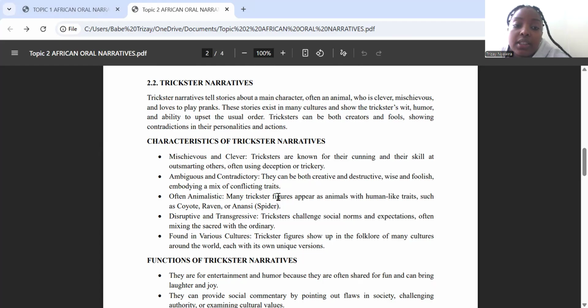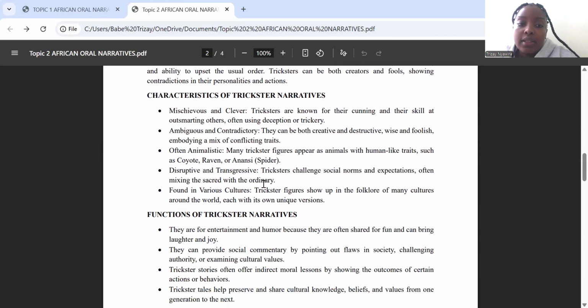So the characteristics of trickster narratives are that they are mischievous and clever. Tricksters are known for their cunning and their skill at outsmarting others. The next is ambiguous and contradictory. They can be both creative and destructive, wise and foolish, embodying a mix of conflicting traits. Often animalistic, many trickster figures appear as animals with human-like traits, such as Coyote, Raven, and Anansi the spider. The next characteristic is disruptive and regressive. Tricksters challenge social norms and expectations, often mixing the sacred with the ordinary. We find trickster figures in the folklore of many cultures around the world, each with its own unique versions.